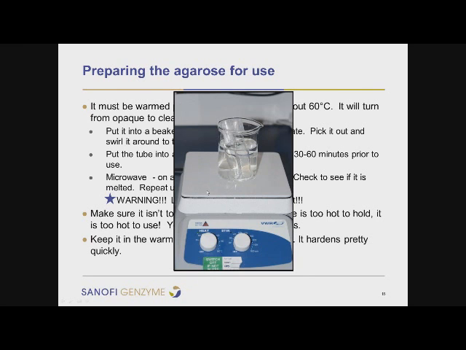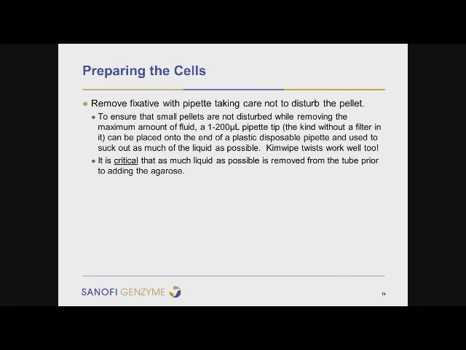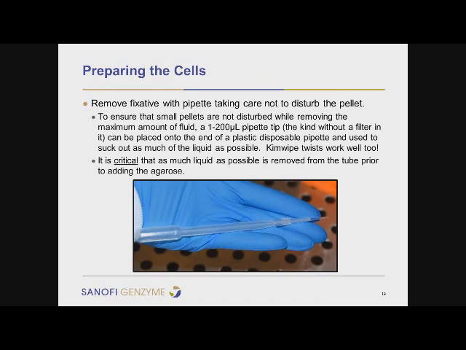This is my little bath that I set up. I have the heat on low, and you can see there the one on the left is ready. The one on the right needs a little more time. So now I'm ready to embed. I'm going to remove the fixative with a pipette, and I'm going to be really careful not to disturb the pellet. So what I use for that is a plastic pasture pipette that I've added a pipette tip to.